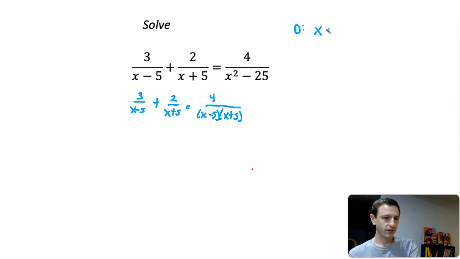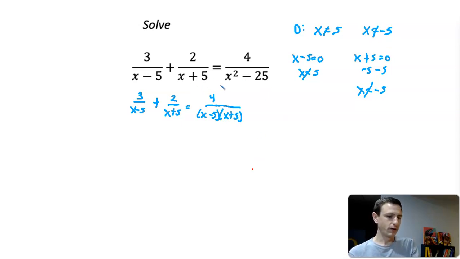So x cannot equal 5, because if we take x minus 5, set it equal to 0, we get x equal to 5, so x cannot equal 5. And then if we were to take x plus 5, set it equal to 0, and then we solve for x there, x equals negative 5, so x cannot equal negative 5. So those are the two values that are going to zero out our denominator.